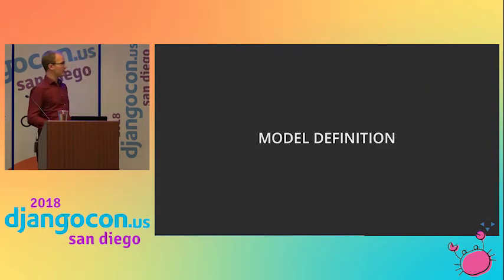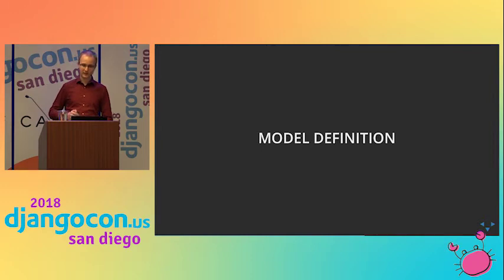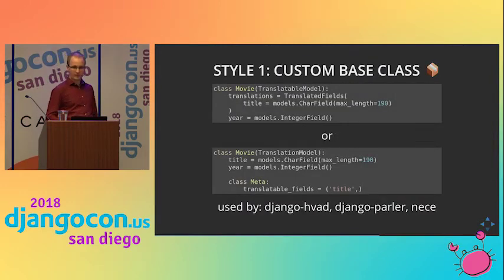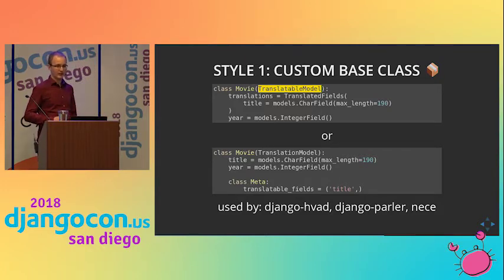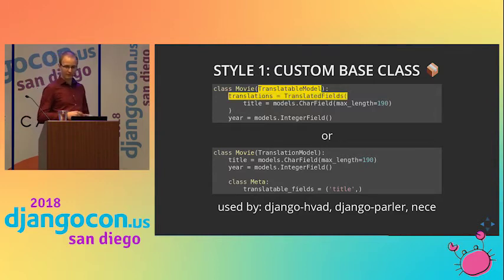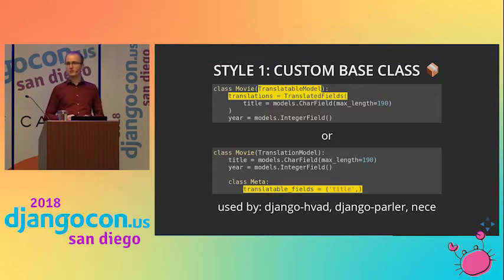Next, we want to look at how you define your models. And there are, again, a couple of different styles. For example, in django-hvad, django-parler, and django-nece, you have a custom base class that you inherit your models from, and they will change your query manager and change a lot of things in how your model works to, as automatically as possible, build those joins for you or translate your queries for you. Sometimes you need to wrap your fields in some wrapper object to tell the library which ones you translate. Sometimes you have an additional meta option, but in the end, it's the same thing.